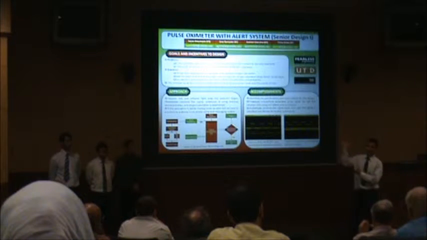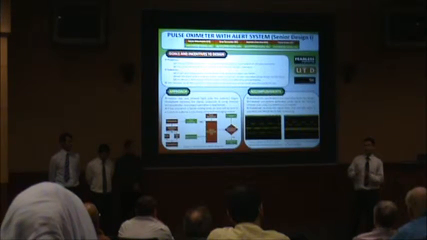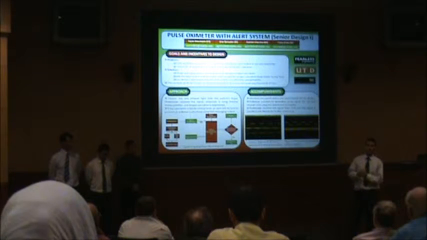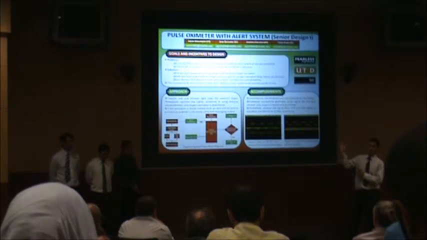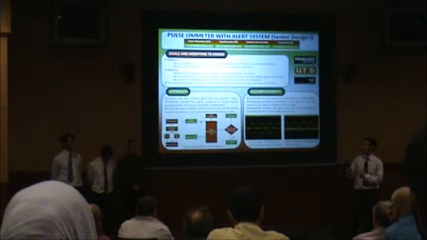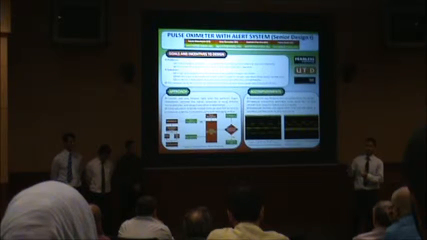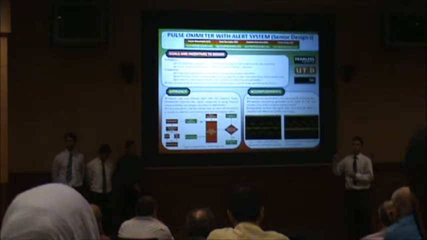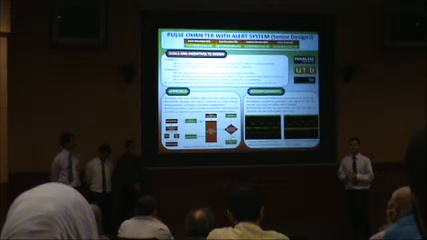So our pulse oximeter with alert system comes into play at that time, when a doctor or a nurse cannot be with a patient 24/7. Our pulse oximeter will send a text message alert to a doctor, nurse, or medical representative when the oxygen saturation goes below the normal level. Here, the normal level we are talking about is about 95% saturation.